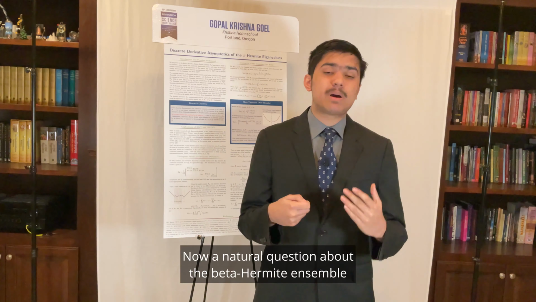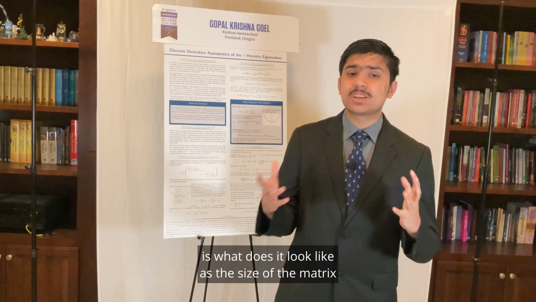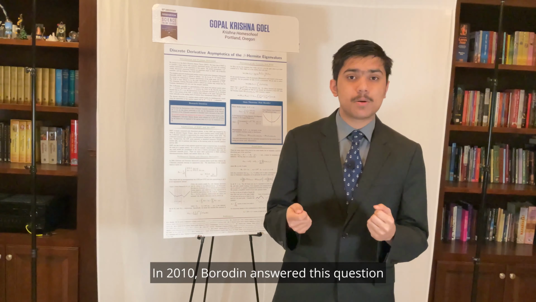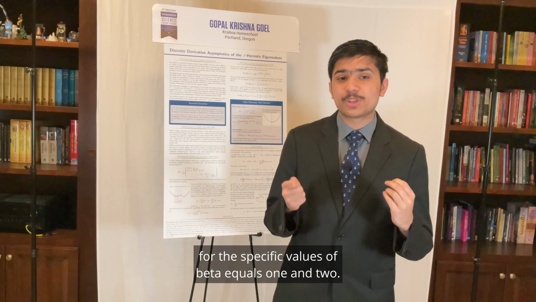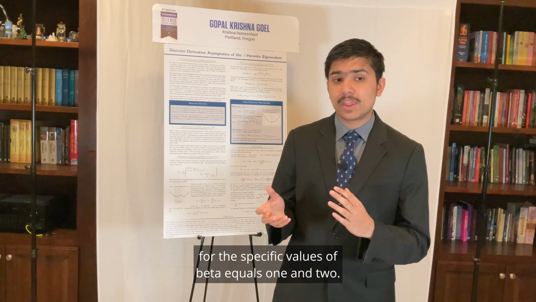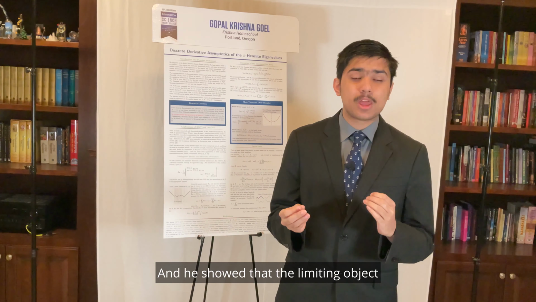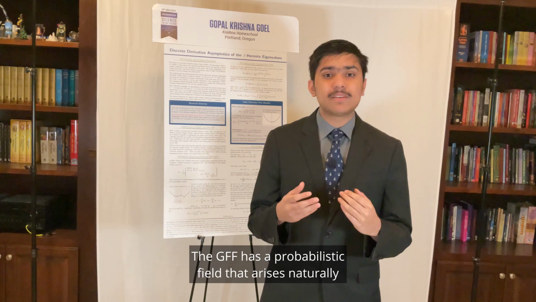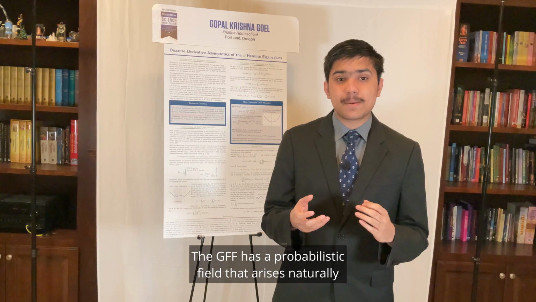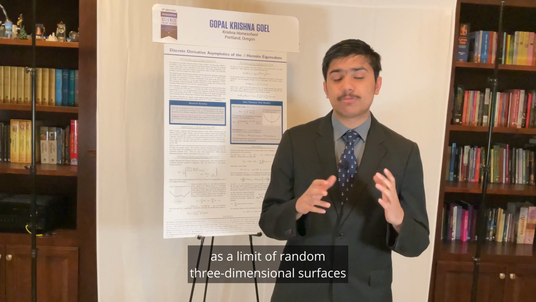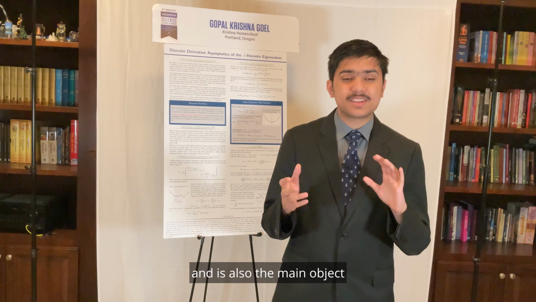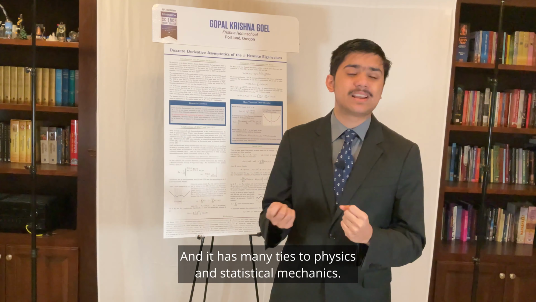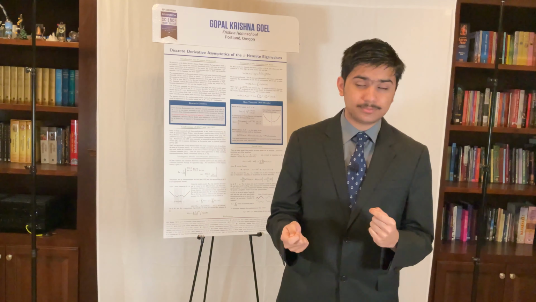Now, a natural question about the beta-Hermite ensemble is, what does it look like as the size of the matrix approaches infinity? In 2010, Borodin answered this question for the specific values of beta equals 1 and 2, and he showed that the limiting object was the Gaussian free field, or the GFF. The GFF is a probabilistic field that arises naturally as a limit of random three-dimensional surfaces and is also the main object in the potential theory of quantum gravity, and it has many ties to physics and statistical mechanics.